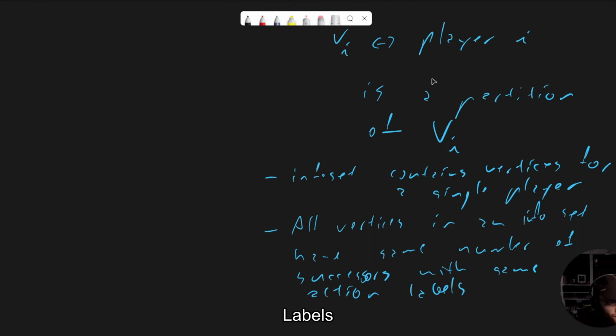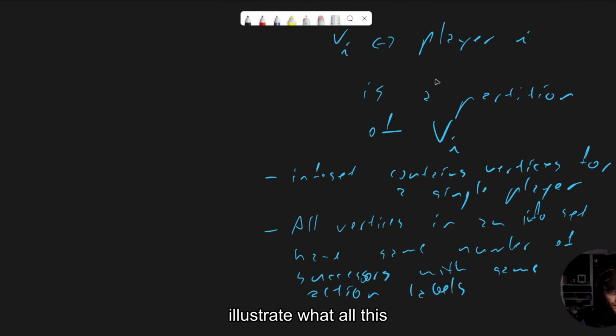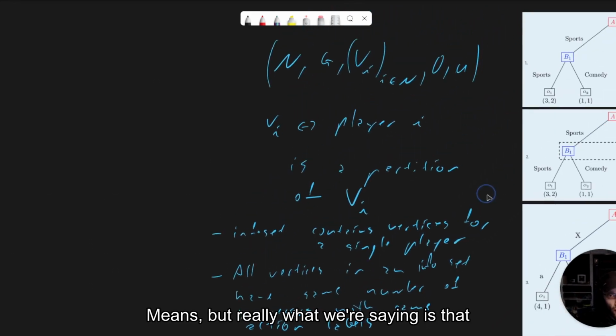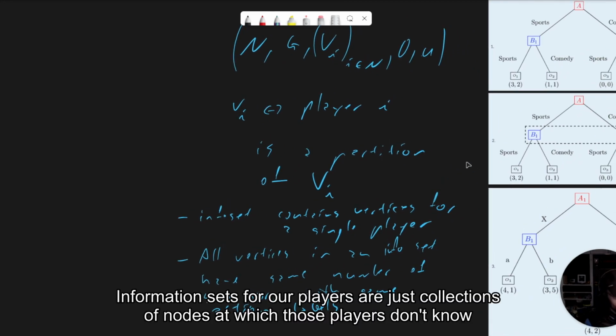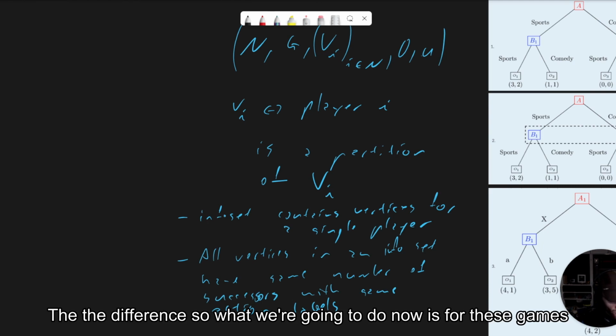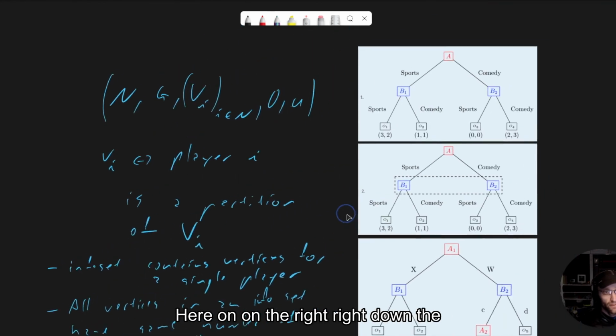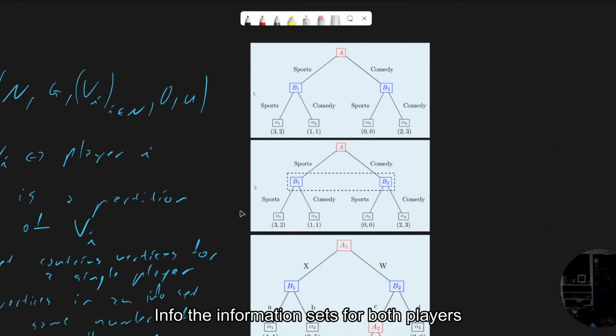What we're going to do now is a couple of examples to illustrate what all this means, but really what we're saying is that information sets for our players are just collections of nodes at which those players don't know the difference. So what we're going to do now is, for these games here on the right, write down the information sets for both players.